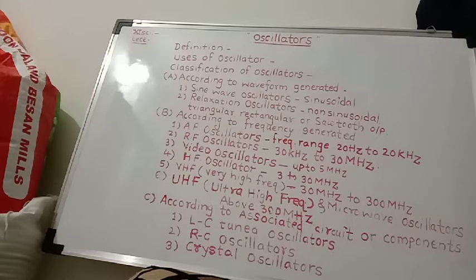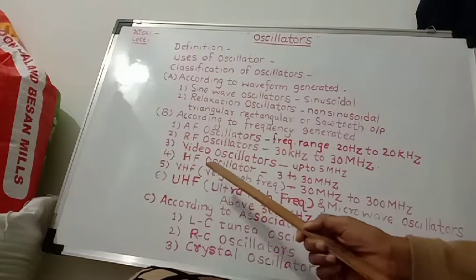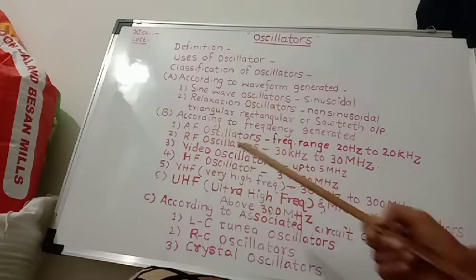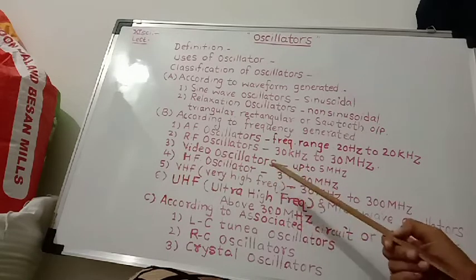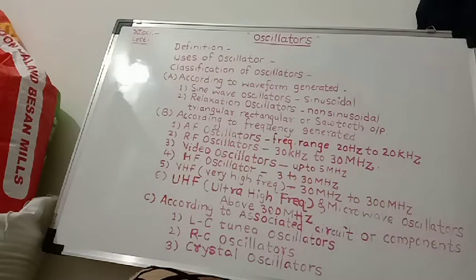The fourth type is HF oscillator, high frequency oscillator, and this range is 3 to 30 MHz. Then VHF, very high frequency oscillator, with a range of 30 MHz to 300 MHz. And the last type is UHF, ultra high frequency oscillators, and microwave oscillators. Their frequency is above 300 MHz.